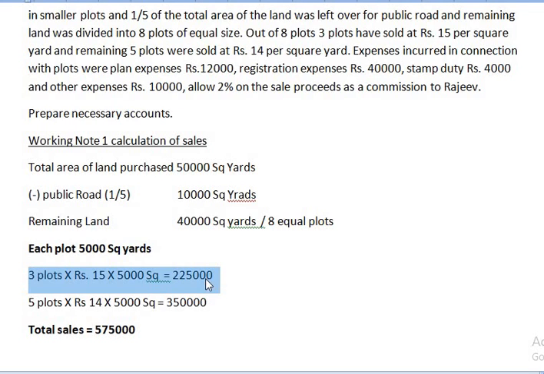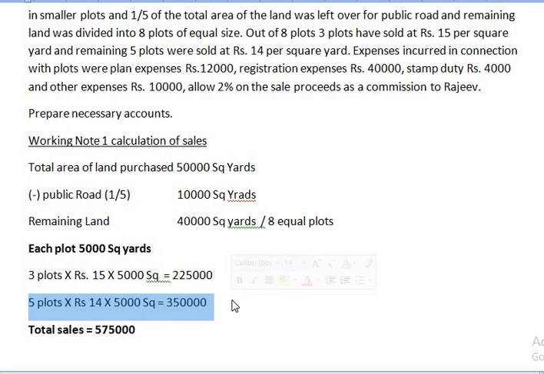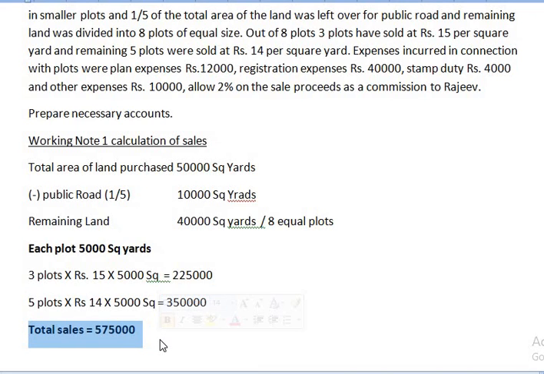Total will be 2,25,000. And further, the remaining 5 plots were sold at rupees 14 per square yard. So 5 plots multiplied by rupees 14 per square yard multiplied by each plot measurement of 5,000 square yards. So the amount will be 3,50,000. So the total sales will be 5,75,000.